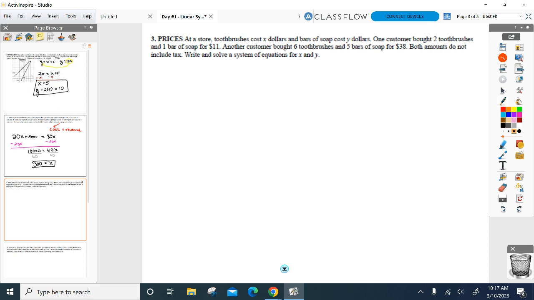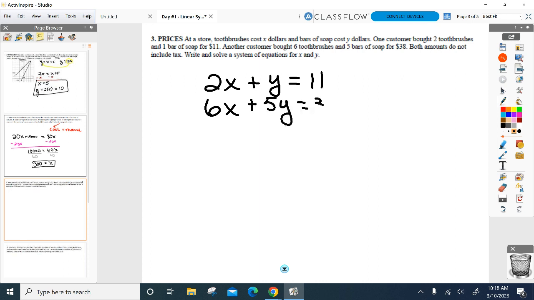So let's do customer number 1 first. 2 toothbrushes. How can we represent 2 toothbrushes? 2X. Yep, I'm saving numbers here, not today. Plus 1 bar of soap. Just 1Y is equal to $11. Everyone all right with that? Customer number 1. Second customer goes in. Now I got 6 toothbrushes and 5 bars of soap equal to 38.